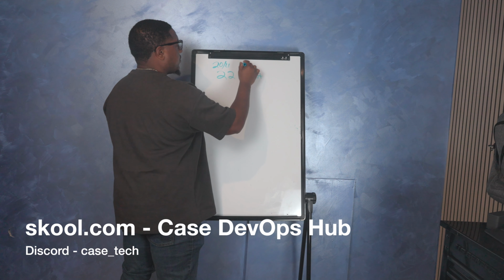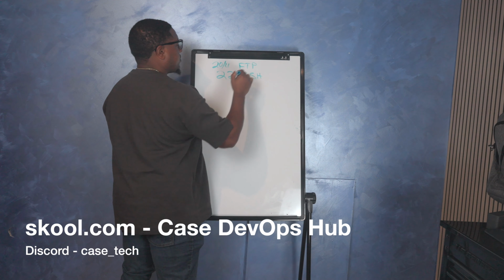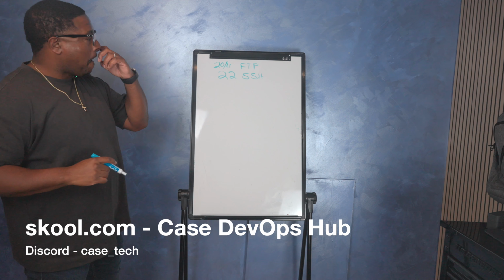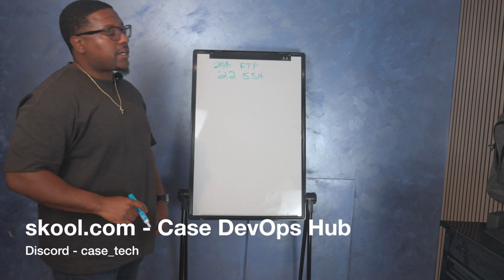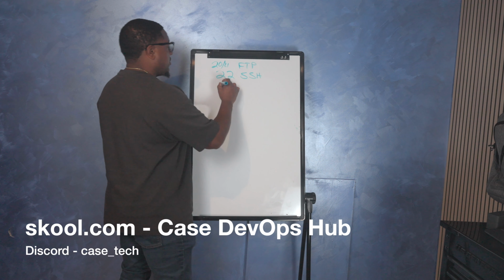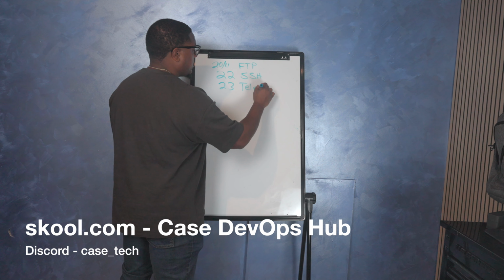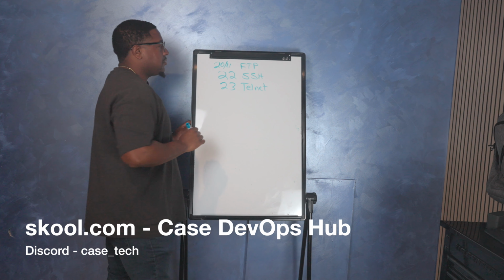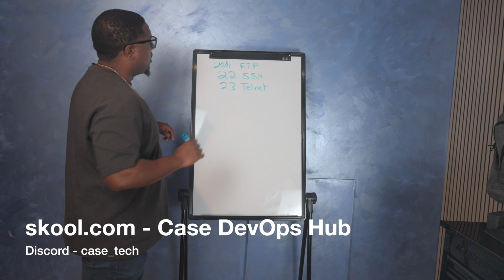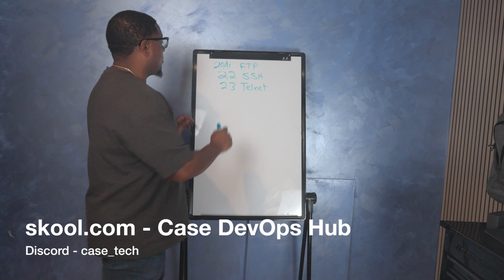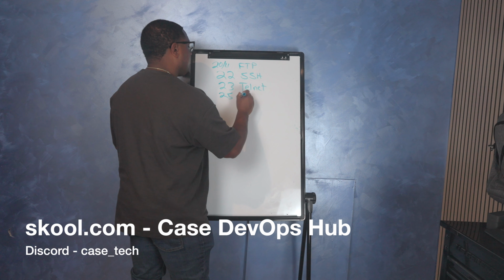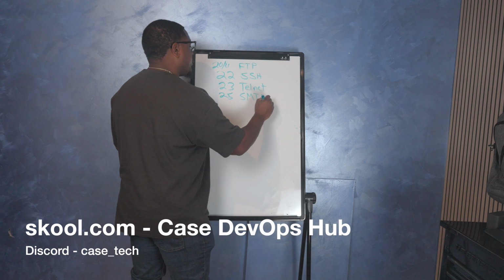Port 21 for FTP, File Transfer Protocol. Secure Shell. We're going to do 23 for Telnet. Then we have 25 for SMTP.